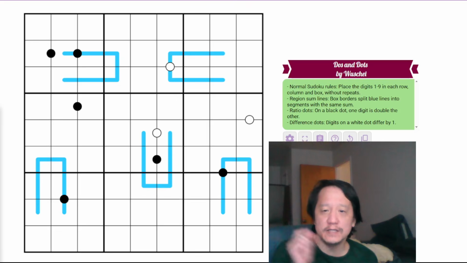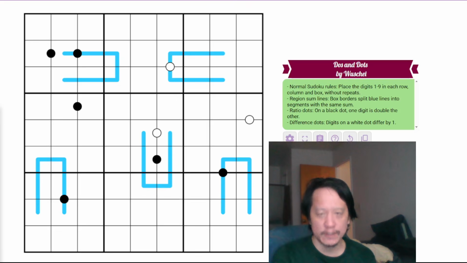And take that easiness with a grain of salt because it's considered easy by the people on the Logic Masters Germany forum, and there's a lot of really smart people there. Today's puzzle is called Do's and Dots. Not Don'ts, but Dots by Vushel. And here are the rules.